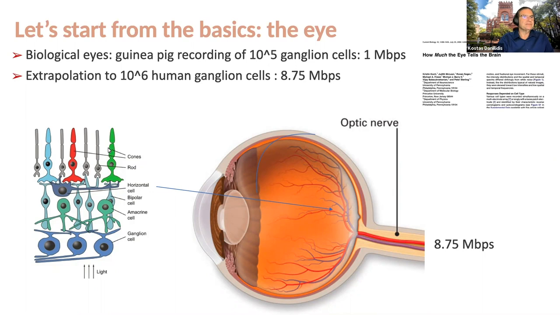And they measured that the bandwidth of the optic nerve was 1 megabit per second. Humans have about 10 times more ganglion cells, and the optic nerve really starts at the ganglion cell connections here, and then you see it going back to the brain. They estimated that this bandwidth would be about 8.75 megabits per second.